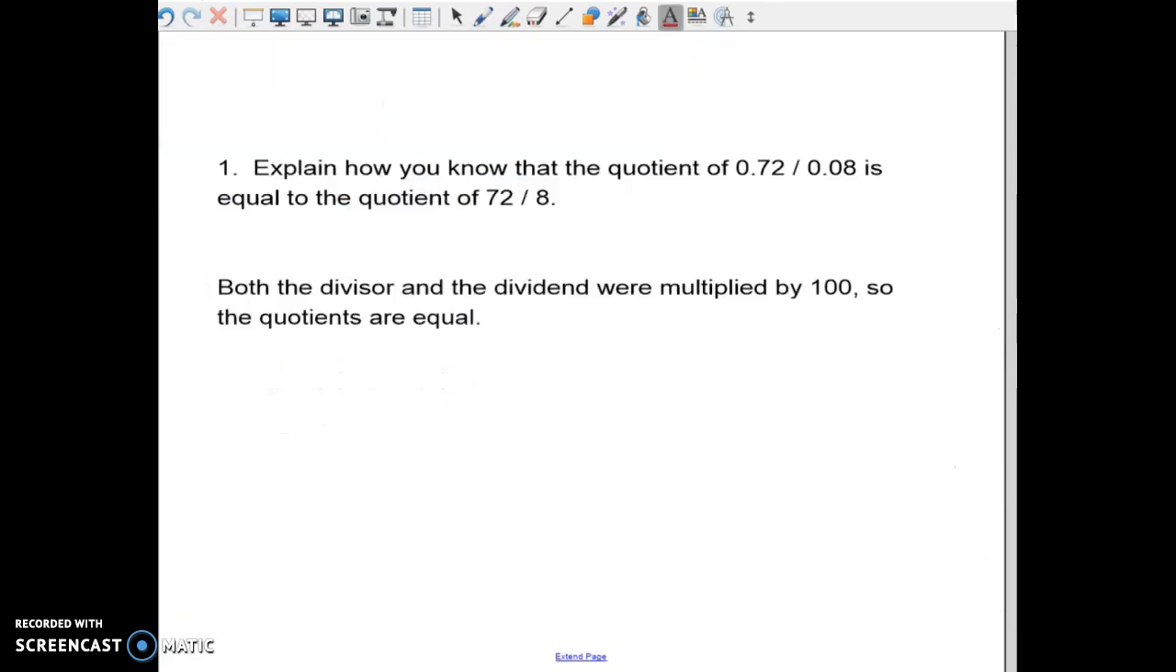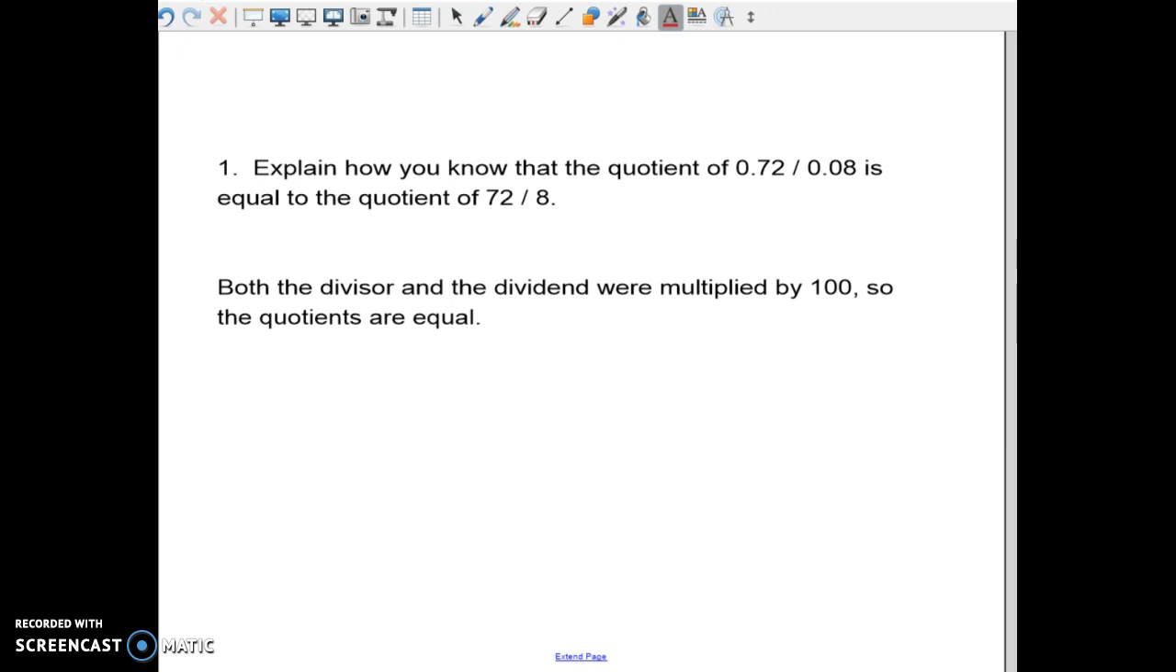This is number 1 in the middle of page 223. The question is, how can you explain how you know that the quotient of 72 hundredths divided by 8 hundredths is equal to the quotient of 72 divided by 8? Well, what did we study in our little chart a while ago? What did it say? What do we have to do to both? Multiply it by 100. Okay, for that one we have to multiply by 100. But if you want to get rid of that decimal, you have to multiply the divisor and the dividend both by the same power of 10.